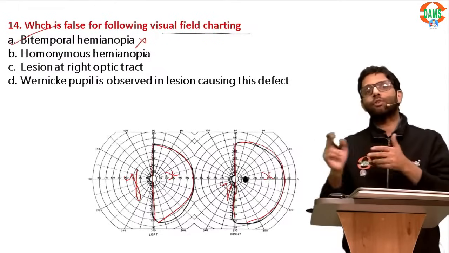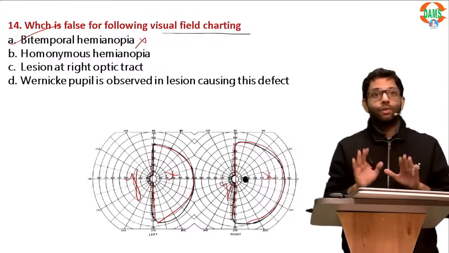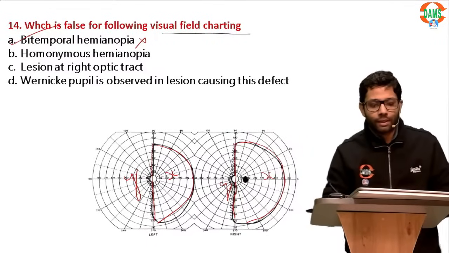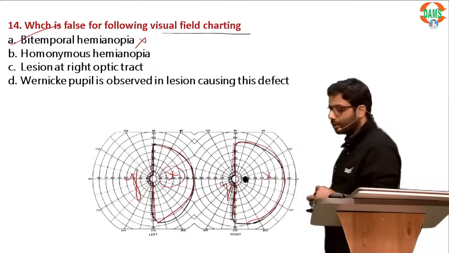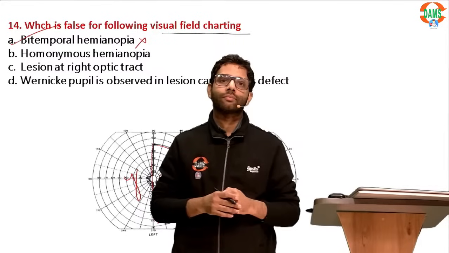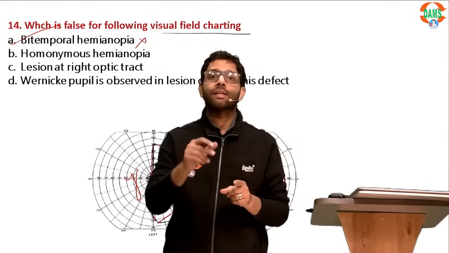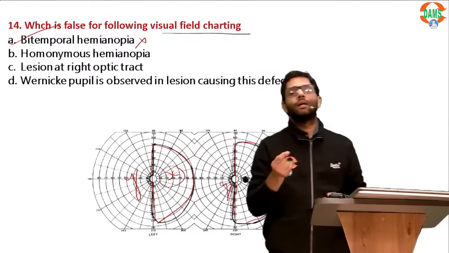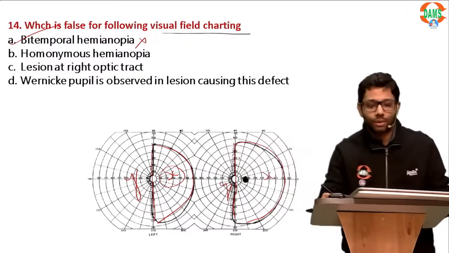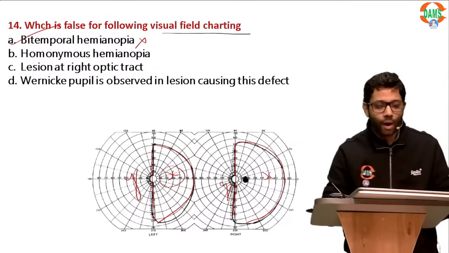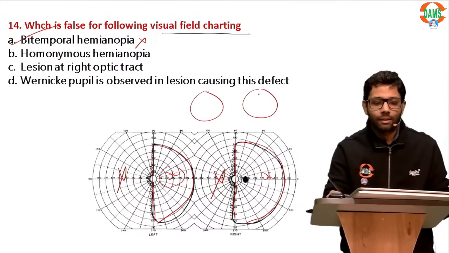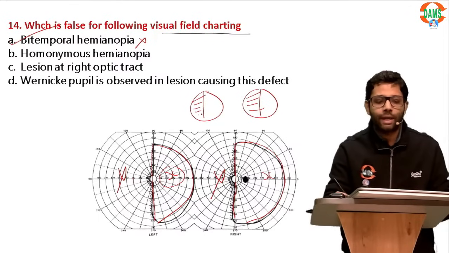Yeah, you could have been confused, sir. Is it right homonymous or left homonymous? That I agree. You could have been confused, but this is not bitemporal hemianopia. That is the answer. What do you think? Is X the defect or Y the defect? Let me ask you this. X is the area where the patient can see. This is Goldmann perimetry in which the stimulus is given. So the doctor is charting which area the patient can see. So this X is the area which the patient can see. Y is the area where the patient cannot see. So this is your left homonymous hemianopia.